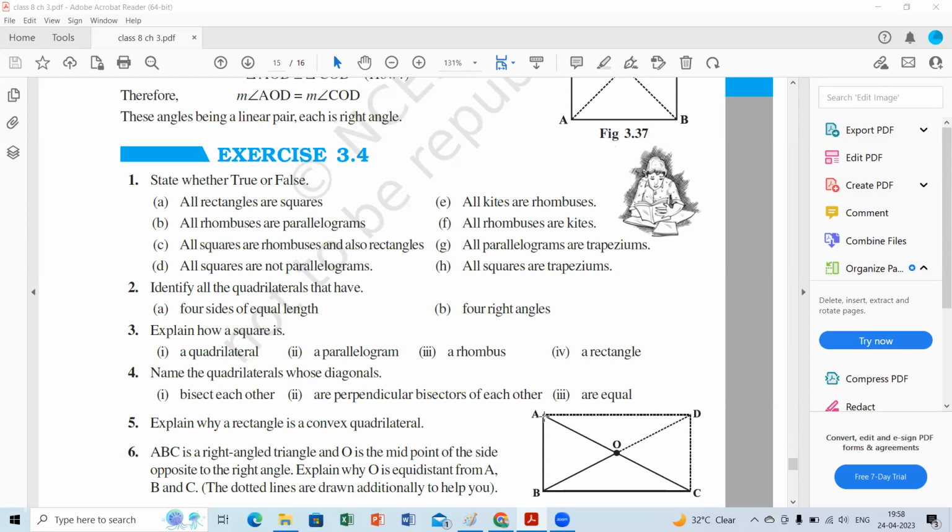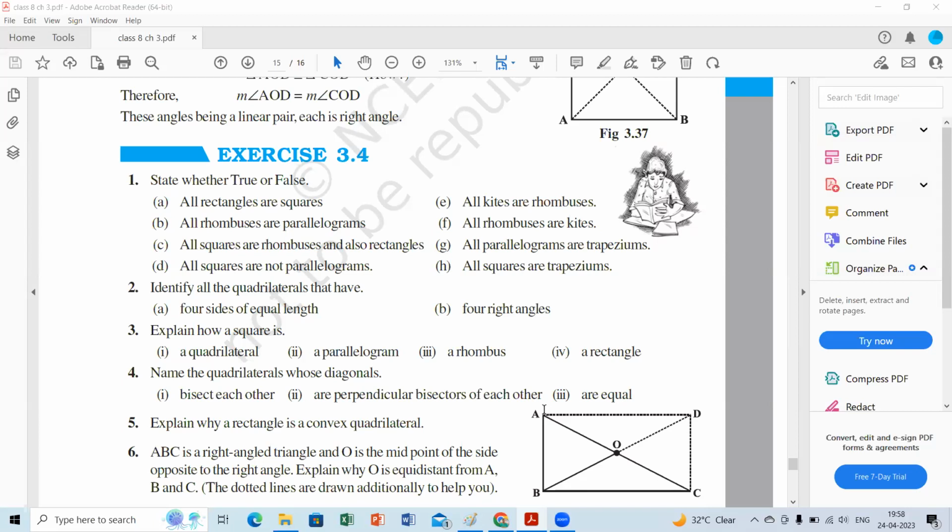What about the diagonals? Are they perpendicular or do they bisect each other? They bisect each other. It's not perpendicular. Okay, the same thing applies in a square, children. That's how you can justify.